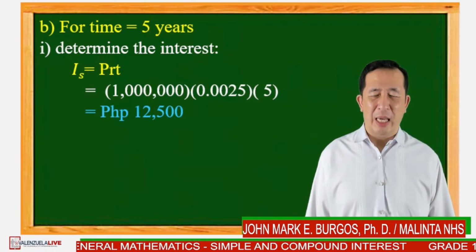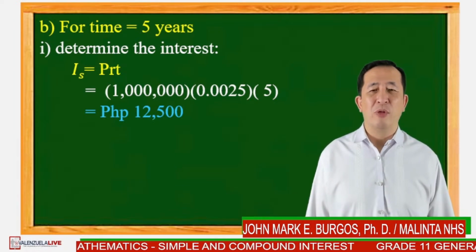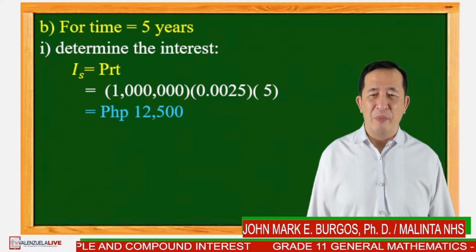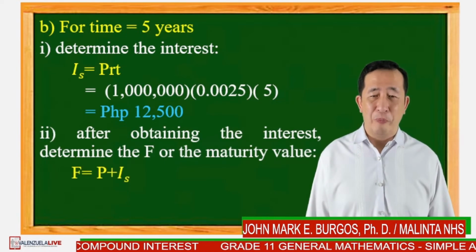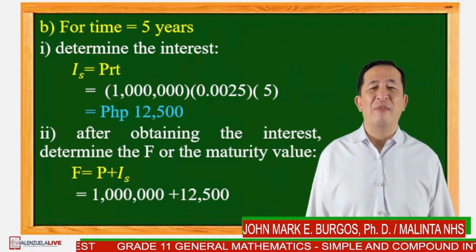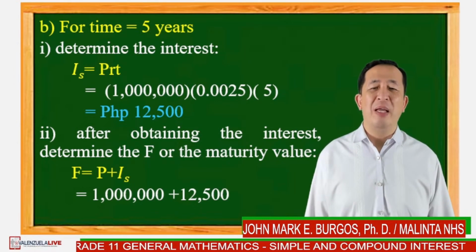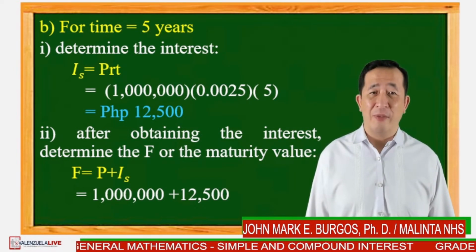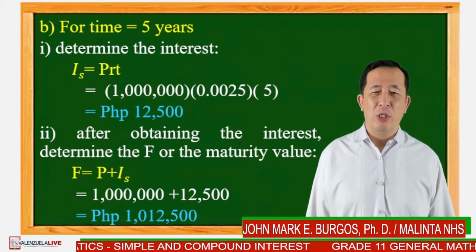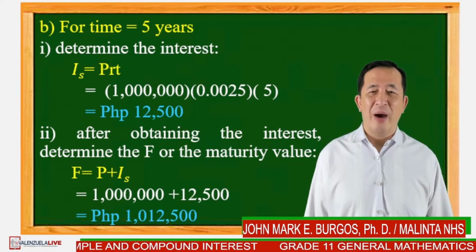After obtaining the interest, again, we have to determine the F, or the maturity value. So we have to use the formula F is equal to P plus I, or substituting the values, we have 1 million pesos plus 12,500. The maturity value will be 1,012,500 pesos.